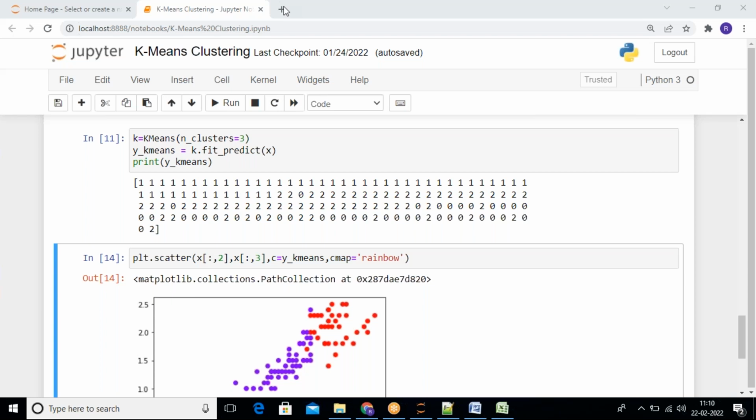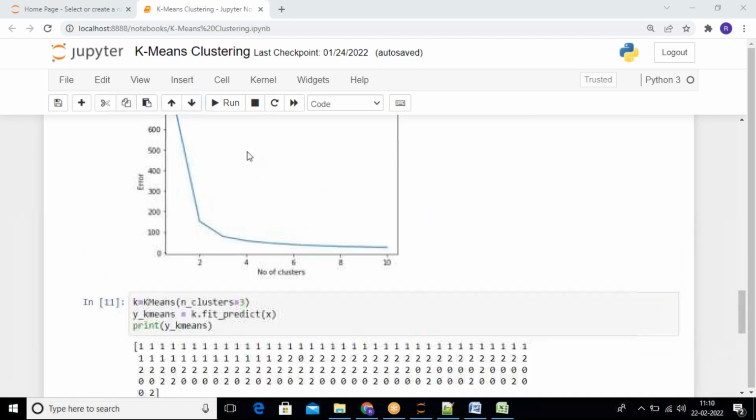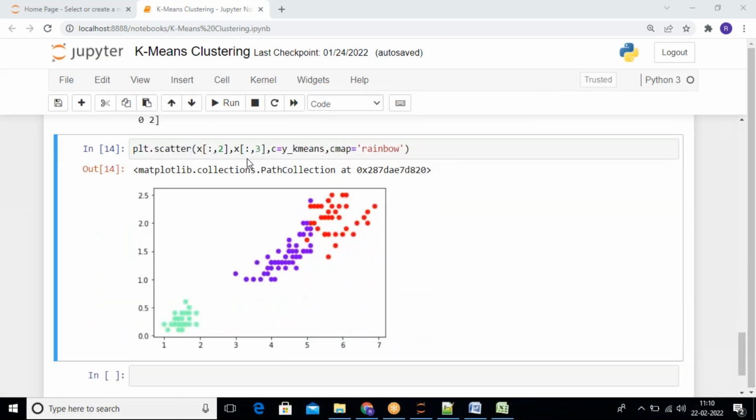Can you show the graph? Can you scroll down a little bit? Yes, I can show the graph. Okay, the plot or the graph? Scatter. Yes. Take it.